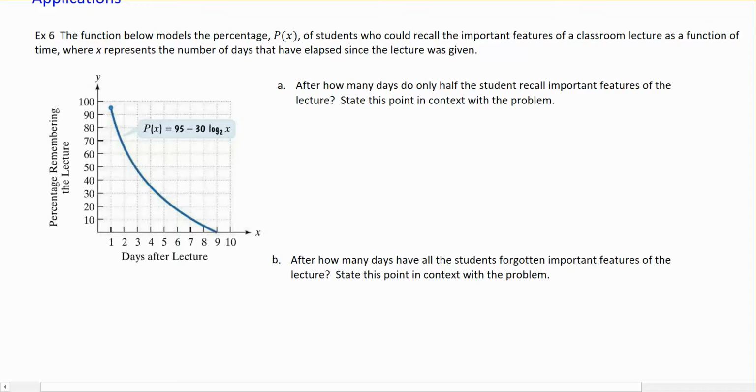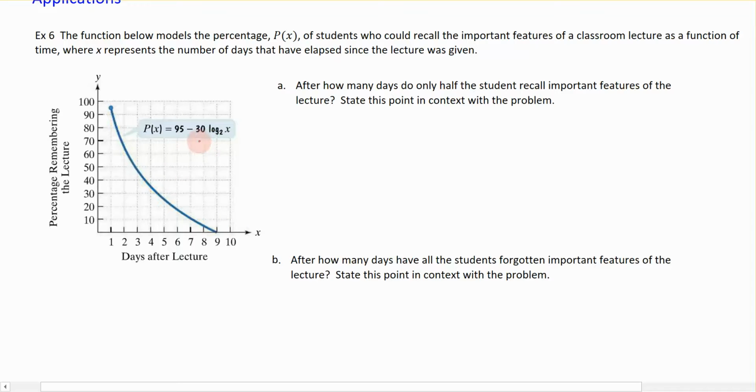All right, the last two examples that we're going to talk about in this section on solving exponential and logarithmic functions have to do with some sort of application of those functions. In this first example that we're going to look at together, I think this is kind of a funny problem. It gives you a model already. In other words, it gives you an equation.